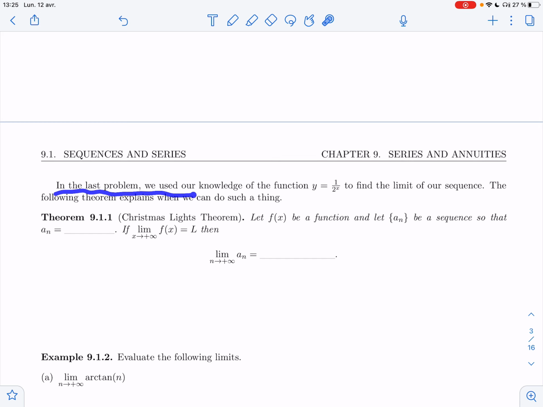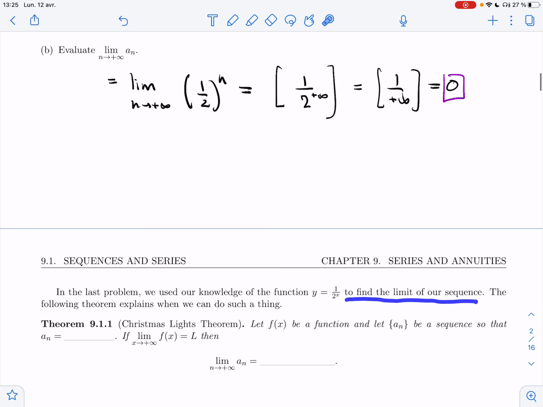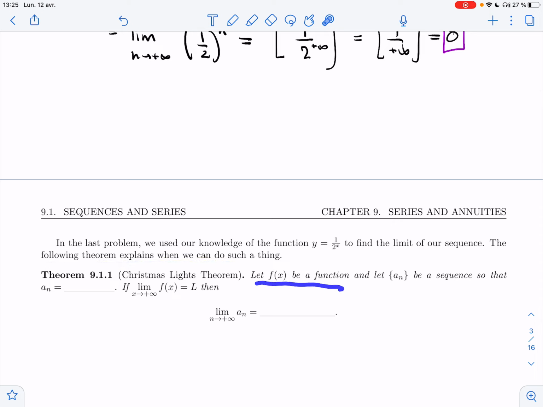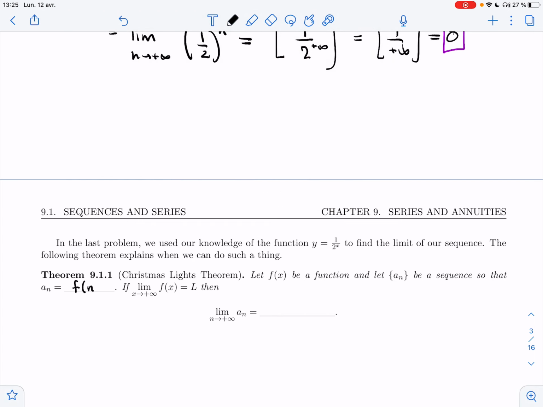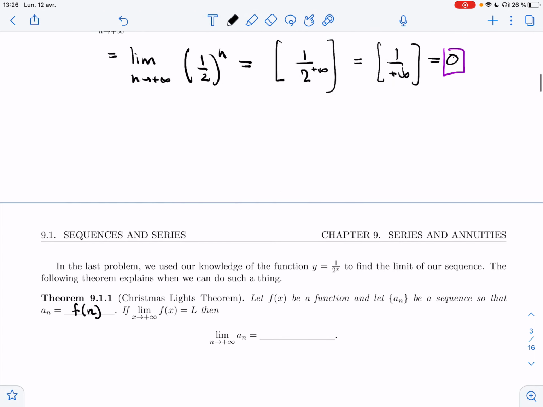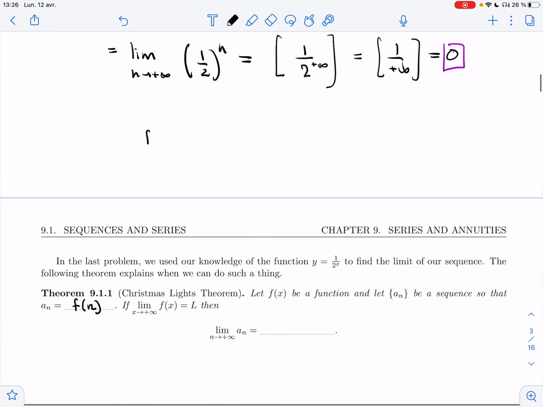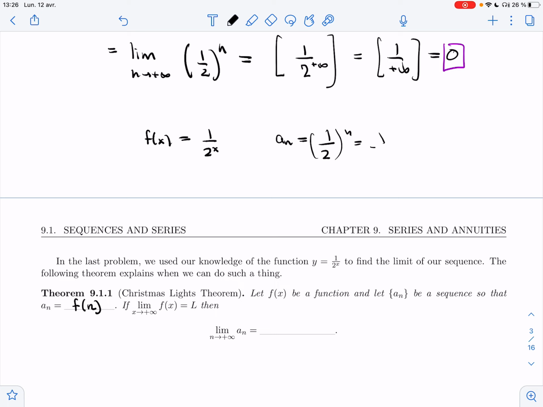In the last problem, we used our knowledge of the function y equals (1/2)^x to find the limit of our sequence, right? I started talking about 1/2 to the something. The following theorem explains when we can do such a thing. All right, so if you have a function and you have a sequence, and let's assume that your sequence is really just a function evaluated at n. Okay, so here, for example, if I use (1/2)^x, then a_n is (1/2)^n, it's f(n). And so it would work in the previous case.